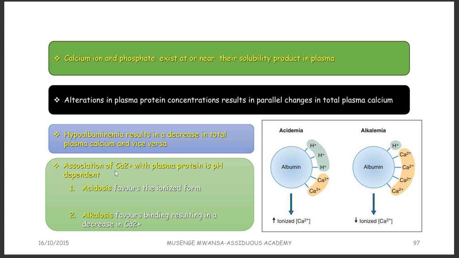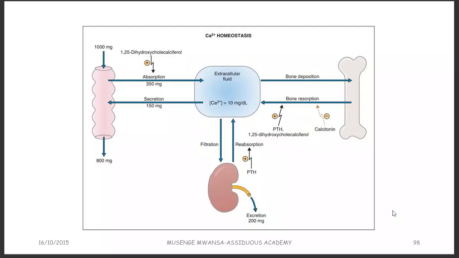Association of calcium with plasma protein is also dependent on pH. For example, in acidosis, when you have too many hydrogen ions, it favors the ionized form, because hydrogen is positive and calcium is also positive. They are competing for binding to albumin. If you have a lot of hydrogen, it will displace the calcium from the albumin, so the calcium is going to be free in the blood. It will increase in blood. If you have alkalosis, it means you have low hydrogen, so the calcium has more chance to be on the albumin, and that means you're going to have little of it free in blood.